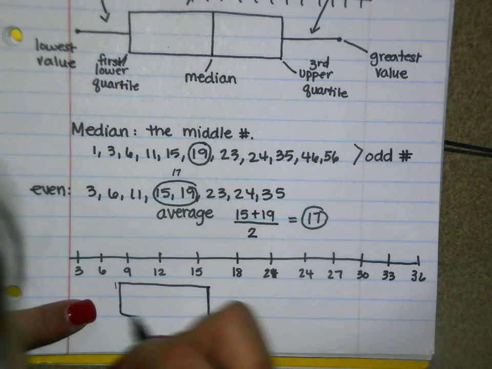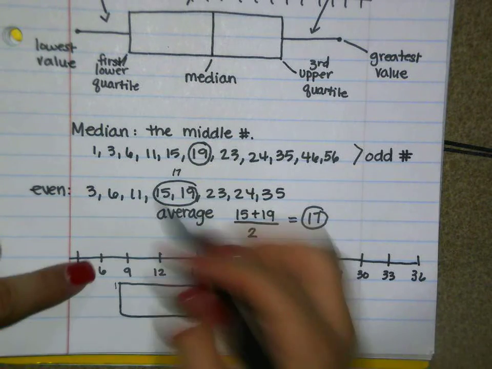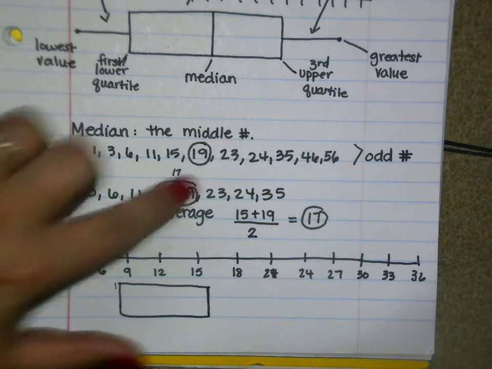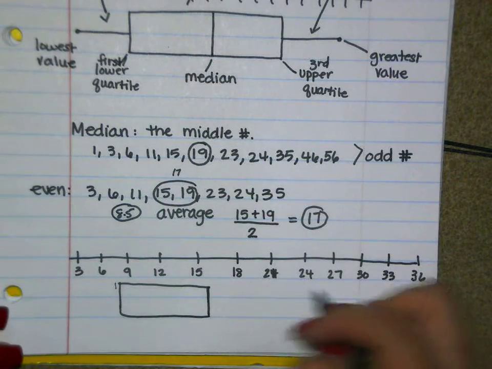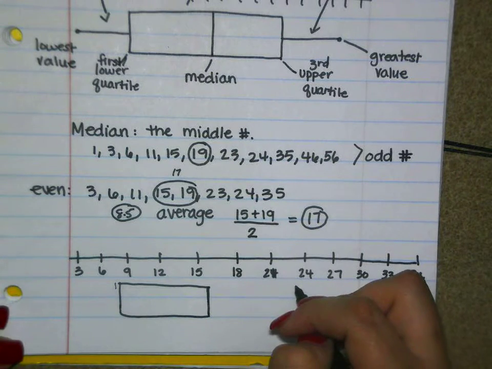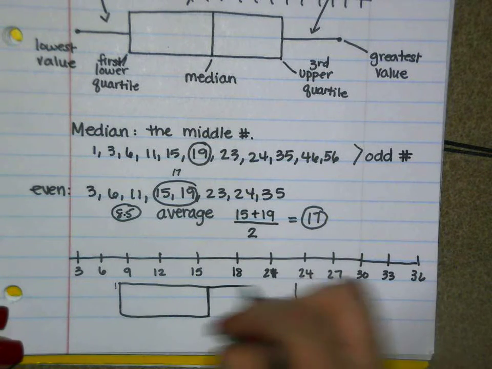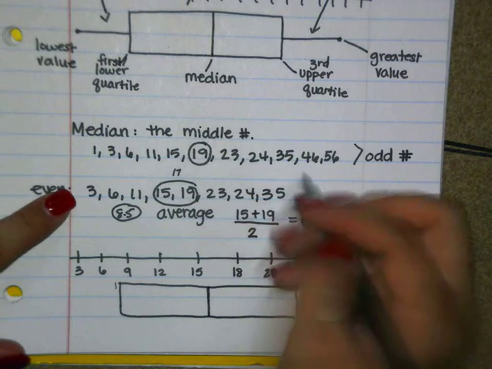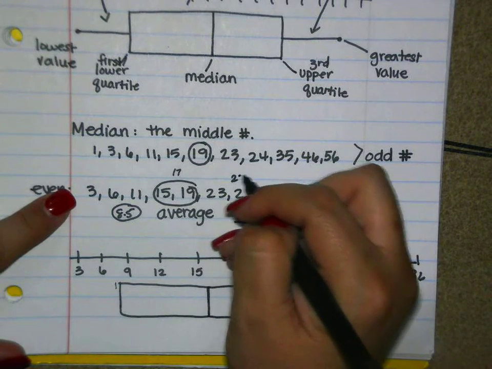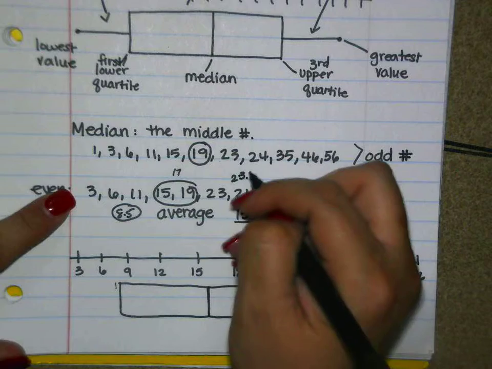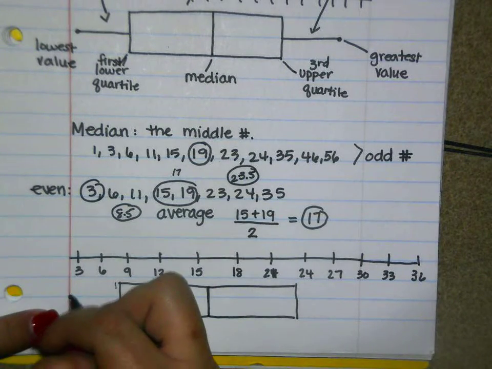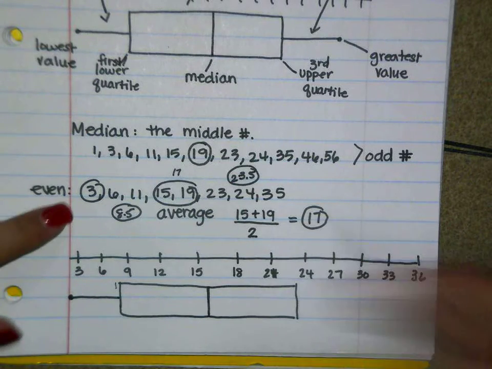And then we're going to average 23 and 24 to get 23.5. So pretty close to 24 here. And that's going to give us the upper quartile, 23.5. Our lowest point is 3, so that'll be where our whisker ends. Our highest point is 35. So that is where our whisker is going to end on that side.